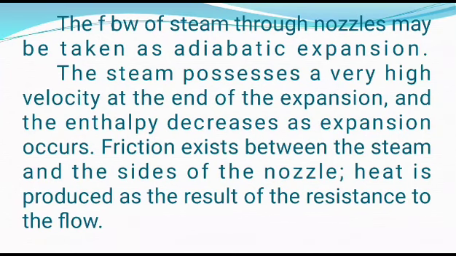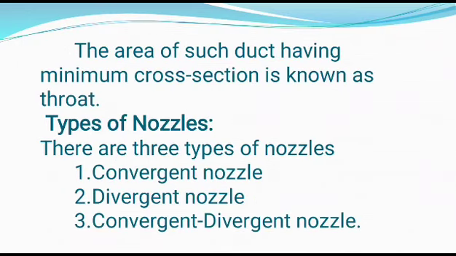The steam possesses a very high velocity at the end of expansion, and the enthalpy decreases as expansion occurs. Friction exists between the steam and the sides of the nozzle. Heat is produced as a result of the resistance to the flow. The area of such a duct having minimum cross section is known as the throat.